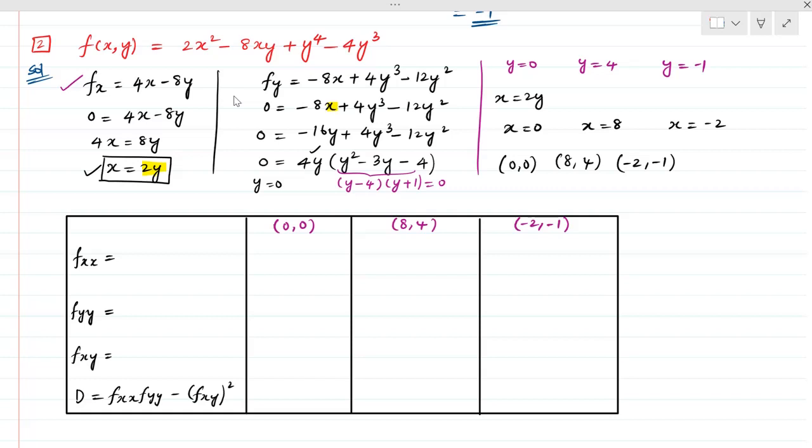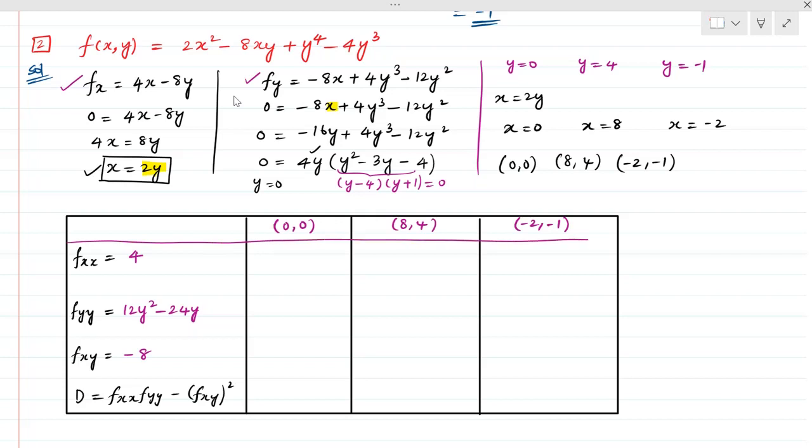What is fxx? It is 4. Now what is fyy? Here again we have to differentiate with respect to y. You will get 12y^2 minus 24y. Then fxy. Take the fx, differentiate with respect to y. It is minus 8, which is a constant. Now, I will just substitute the value here.